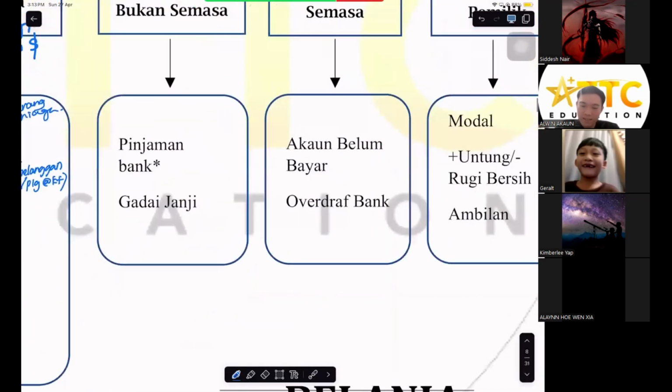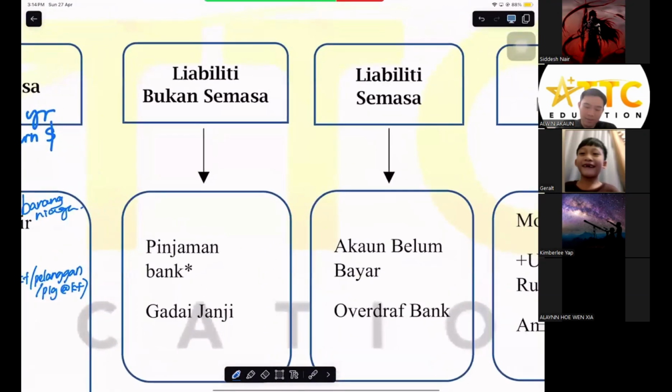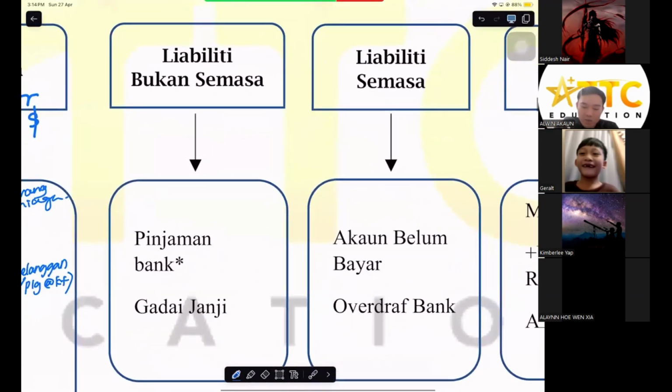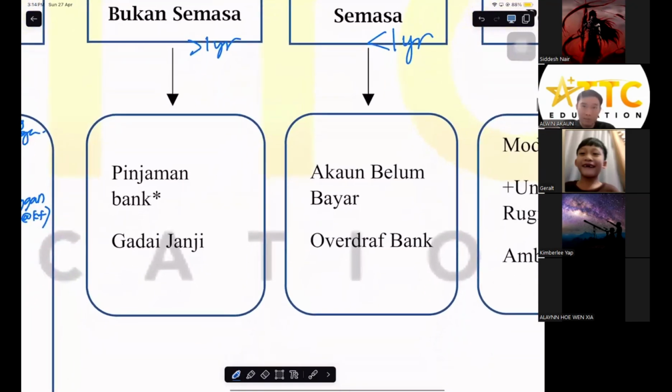Now, next one, liability. Liability means owe money, hutang. Liability bukan semasa is where the hutang you use more than 1 year to pay off. A very long-term loan, long-term liability. More than 1 year, then only can pay off everything. Liability semasa means the loan, the hutang that you need to pay finish within 1 year's time, 12 months, you need to pay off finish. Pinjaman bank normally is liability bukan semasa.